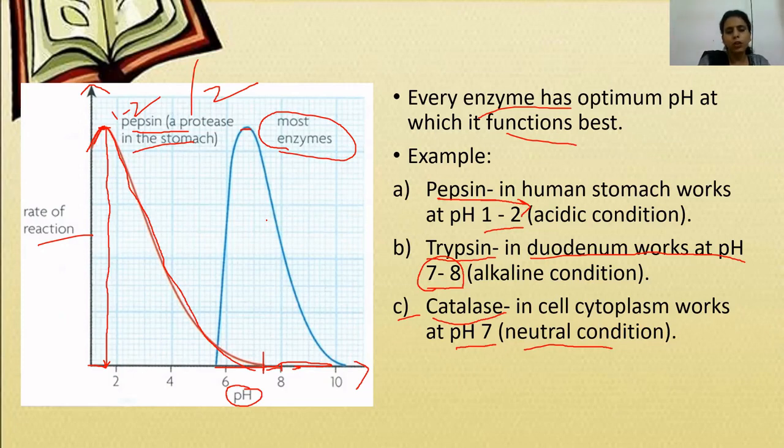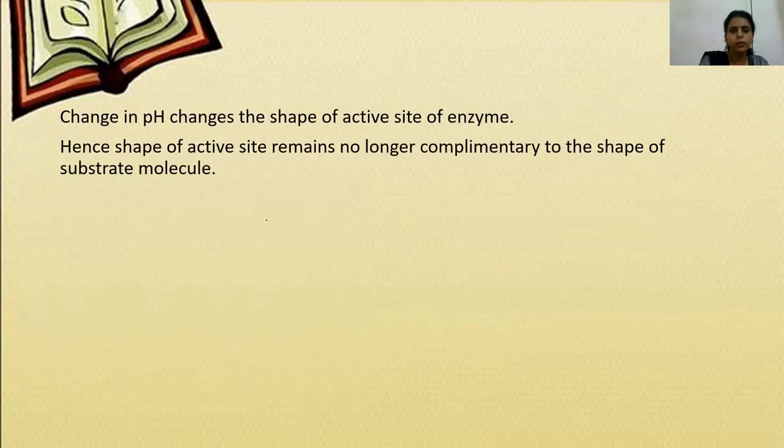Now what happens beyond optimum pH? Why does the increase in pH beyond optimum condition decrease the rate of reaction? The answer is similar to what we have studied in temperature. As the temperature goes beyond optimum condition, the shape of the active site changes. Hence the shape of the active site no longer remains complementary to the shape of the substrate molecule, isn't it? Similarly, in case of pH also, if the pH goes below or above optimum condition, what will happen? The shape of the active site will change permanently.